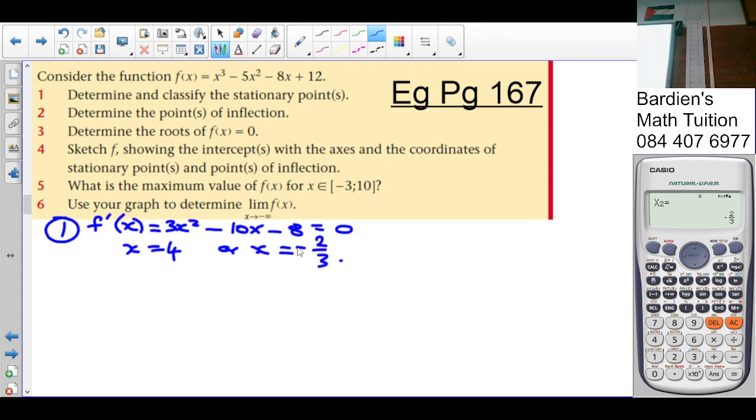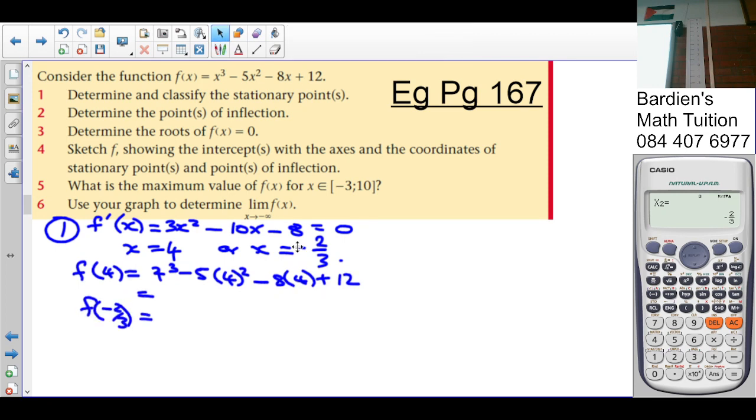Alright. So what do I do with that then? I substitute f of 4 into the original equation. So it's going to give you 4 cubed minus 5 times 4 squared minus 8 times 4 plus 12. Work that out, as well as f of minus 2 over 3. Work those two out for me quickly.